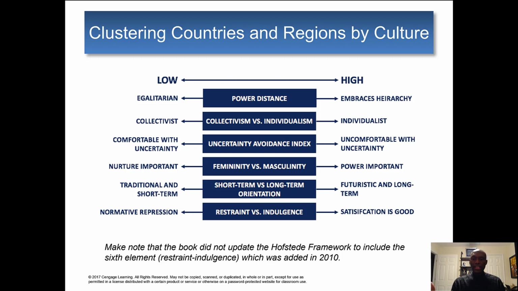Masculinity versus femininity. They defined it as power versus nurturing. And short-term versus long-term, futuristic thinking versus short-term thinking. I want it now, which is the type of society we happen to live in, kind of a short-term mindset. And then finally, indulgence: restraint versus indulgence, in being able to indulge and enjoy yourself versus restraining yourself and being modest.